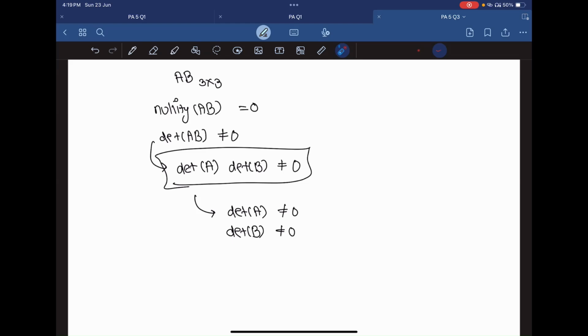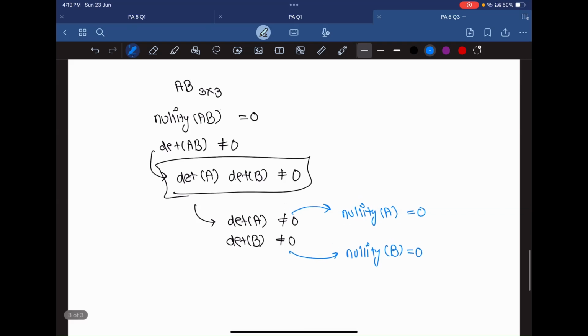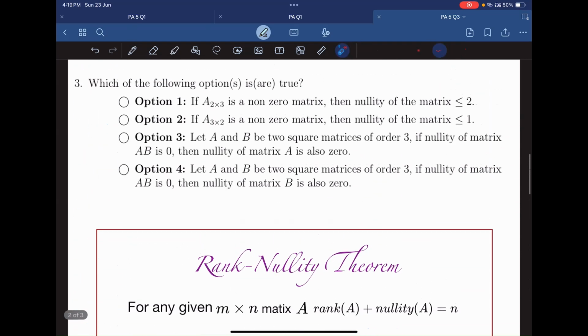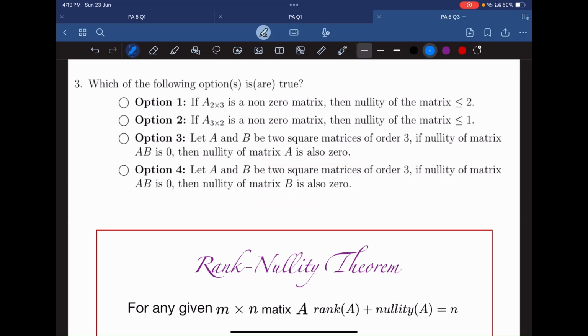And because the determinant of A is not equal to 0, and A is a square matrix, we get the nullity of A to be equal to 0, and the same for B, the nullity of B is equal to 0. So that means both the options are correct. So all options for this question are correct.